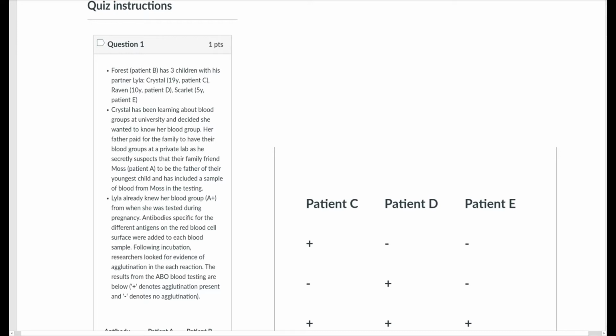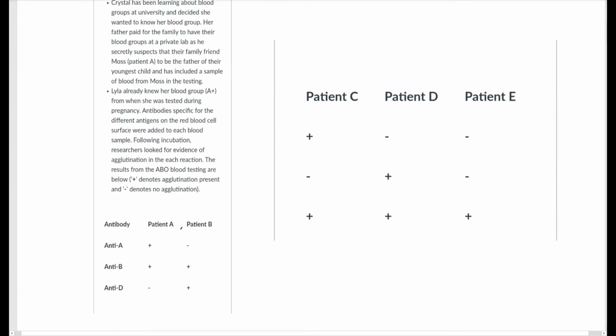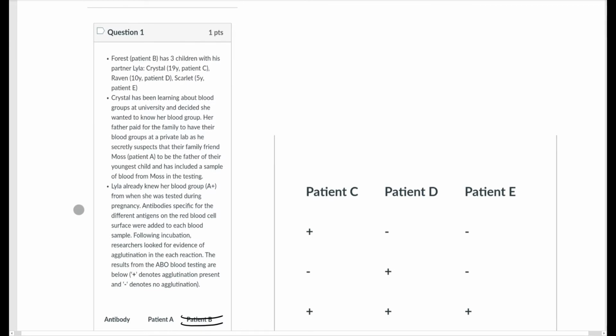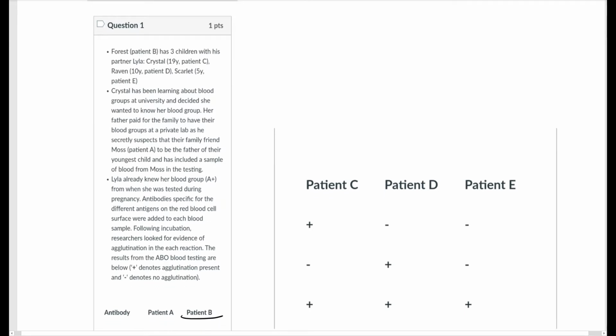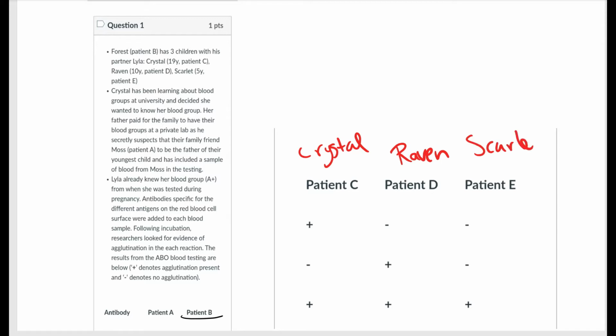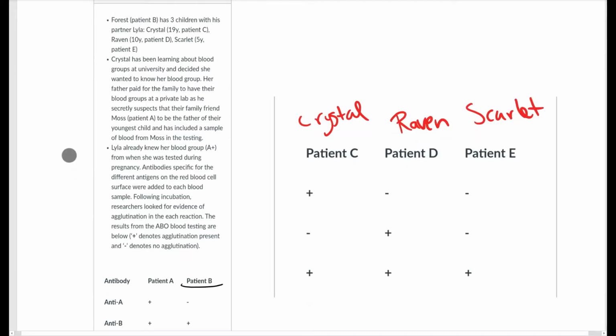So if we look at question 1, we have Forrest, patient B, who has 3 children with his partner Lila. Crystal, this is Crystal here. Crystal is 19 years old, then Raven, and Scarlett is patient E.